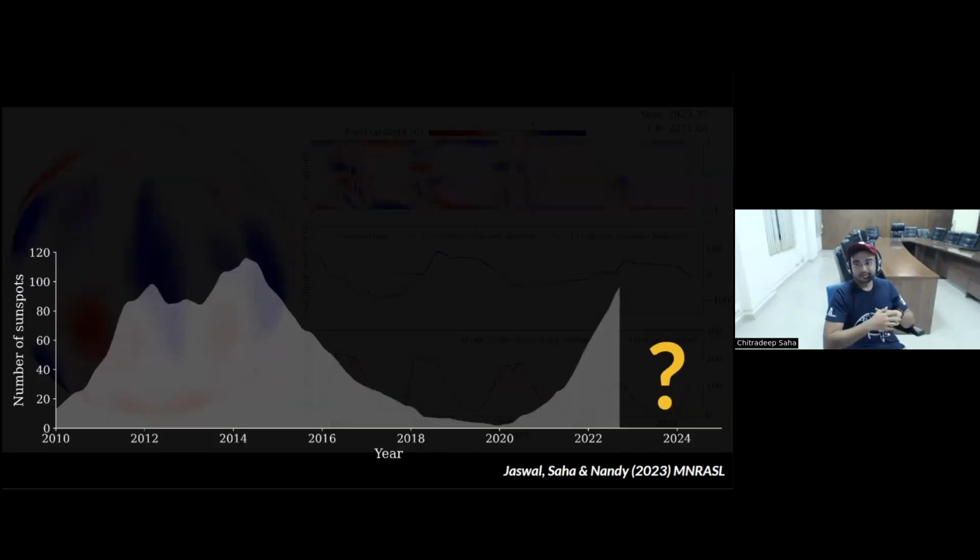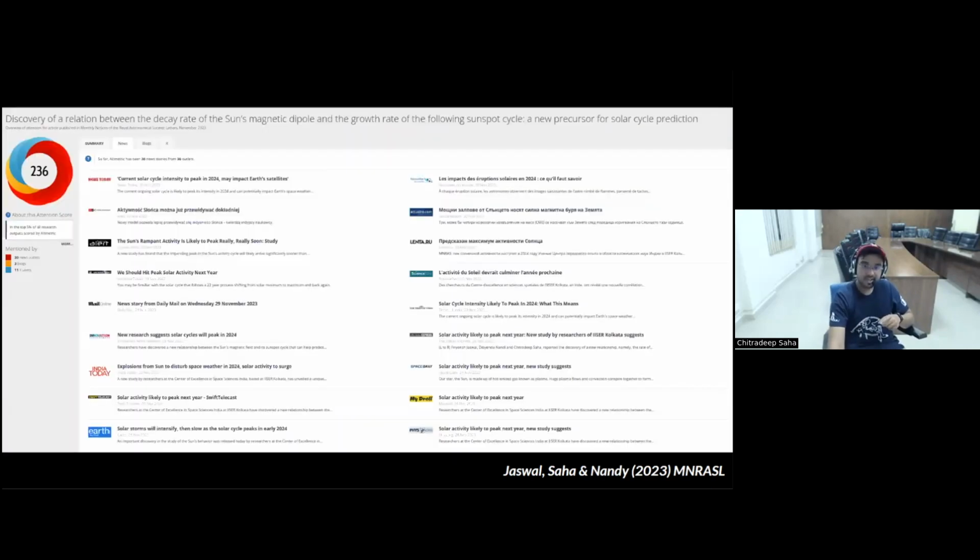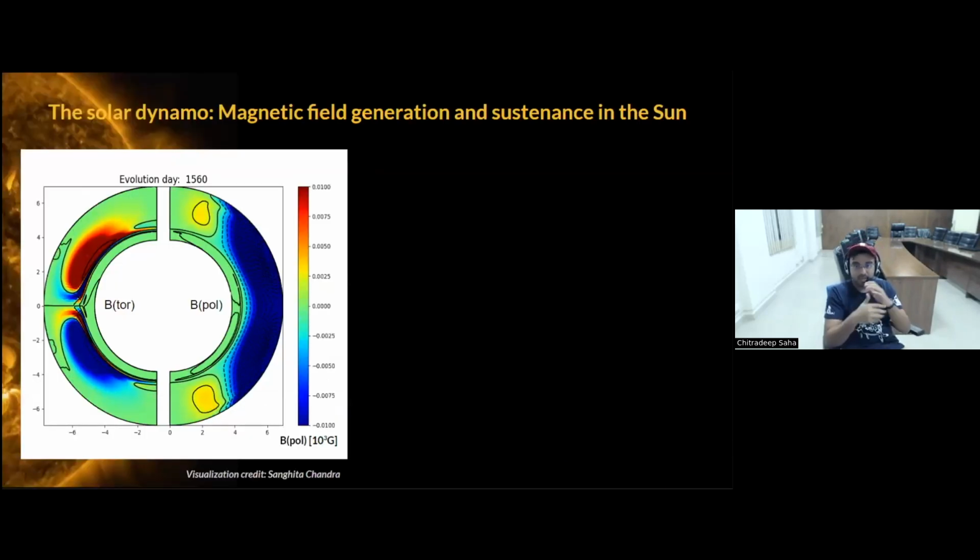What is beautiful about this study is that you can more precisely predict when you are going to reach another solar cycle maximum. For that, you should check this newly published article, which came online only the day before yesterday, and it is already all over the news, as you can see. So let's go back to the dynamo mechanism.